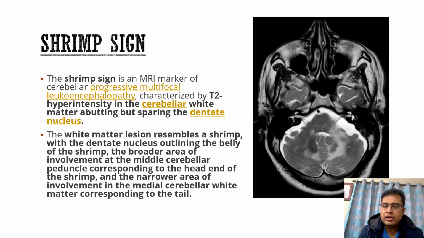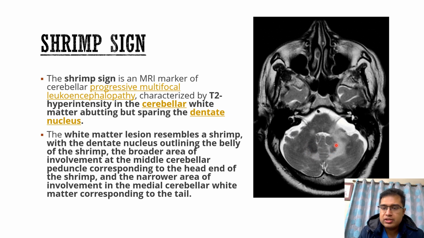So coming to another sign that is seen in the posterior fossa PML, that is a shrimp sign, which is actually an MRI marker of cerebellar PML, which is characterized by T2 hyperintensity in the cerebellar white matter, abutting but sparing the dentate nucleus. So white matter lesion resembles a shrimp, with the dentate nucleus outlining the belly of the shrimp.